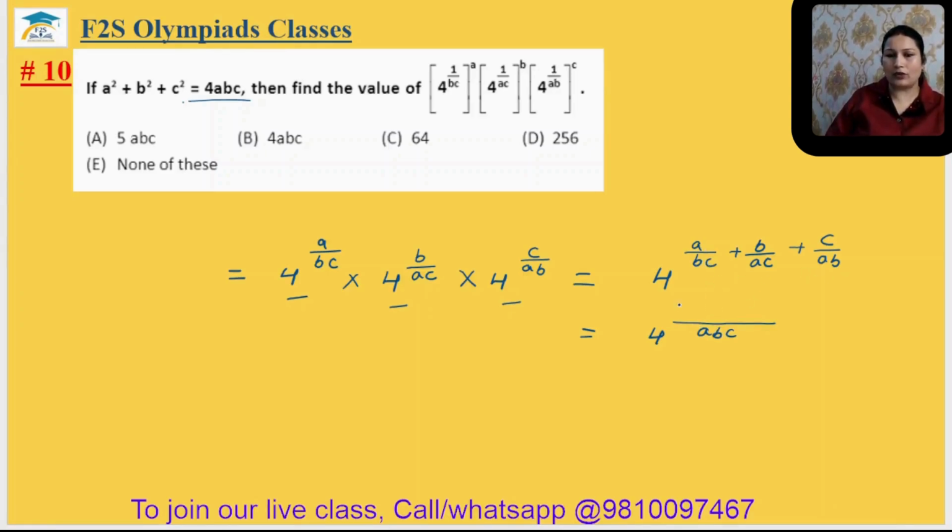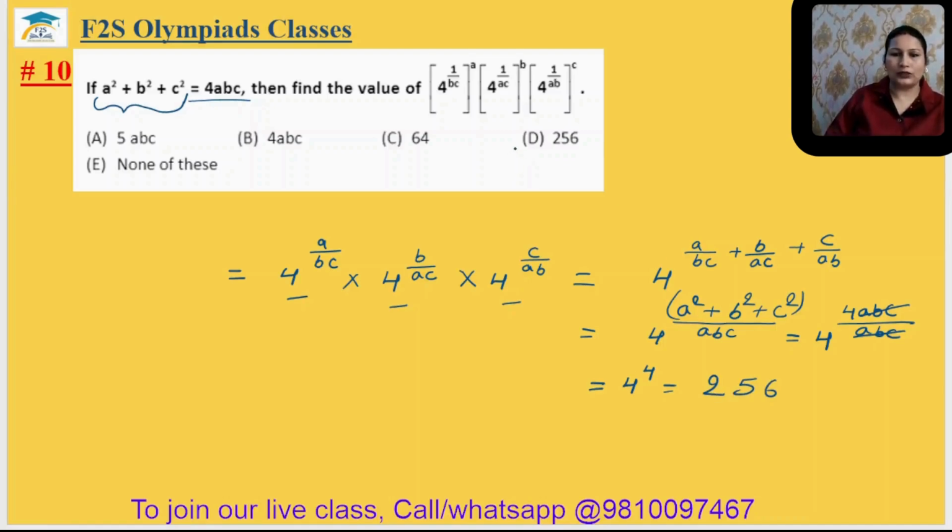Now for BC it will be A square, for AC it will be B square, and for AB it will be C square. And it is given A square plus B square plus C square equal to 4ABC. So I am writing 4ABC upon ABC. Now ABC cancel out, so 4 to the power 4. 4 4s are 16, 16 4s are 64, 64 4s are 256. Option D. So the 10th answer is option D.